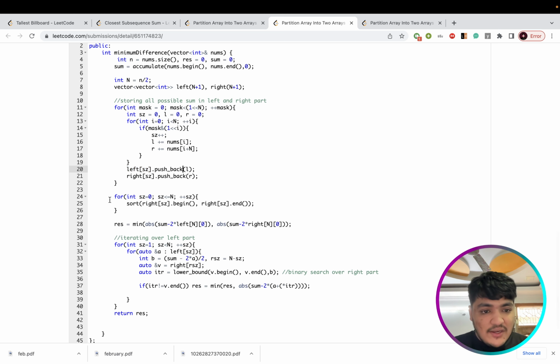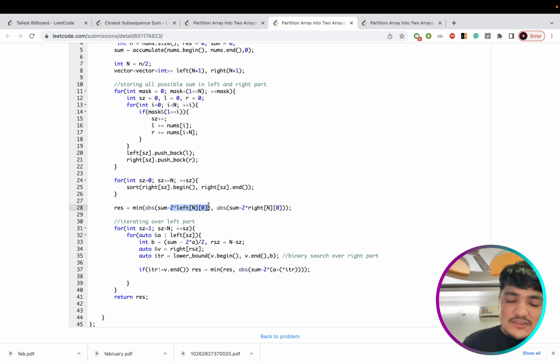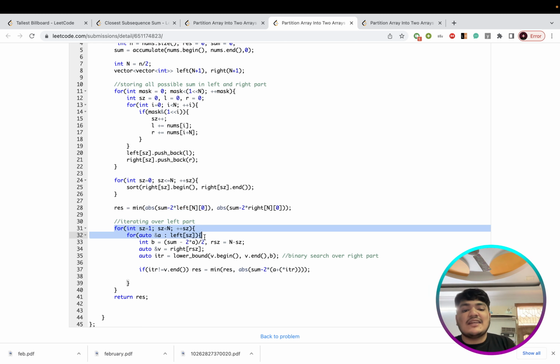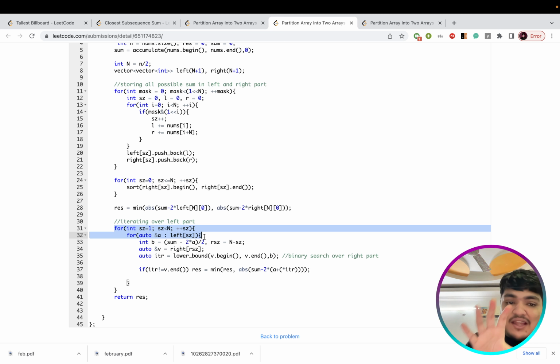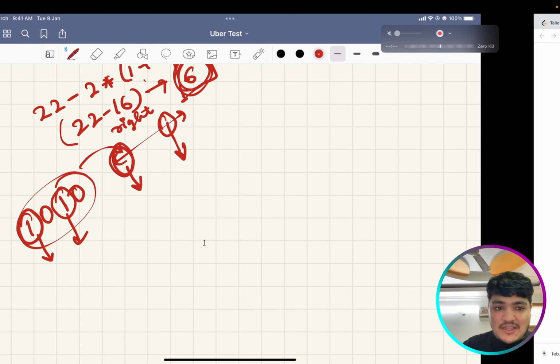After it, I am sorting this right sum, then I am calculating my possible minimum, which is taking all the n elements of the left or taking all the n elements of the right. And now I'll check for matching: taking some x elements from this left, and then I would have to take n minus x elements from the right. So basically this is what I am doing, I'm iterating over this left part, and this is the value which I have to minimize.